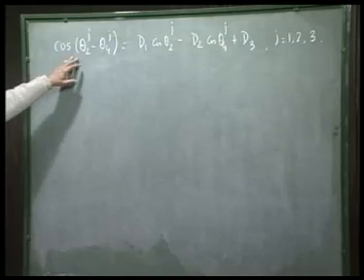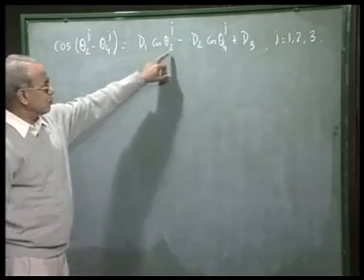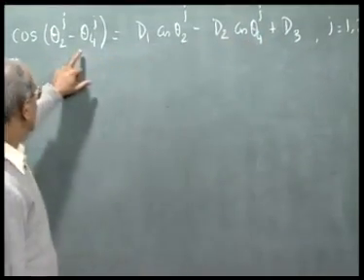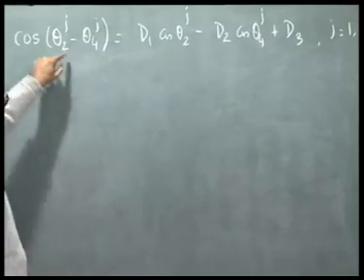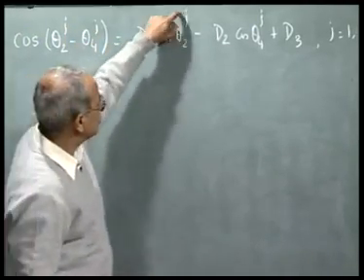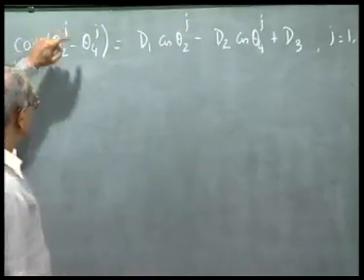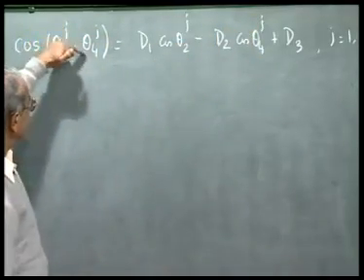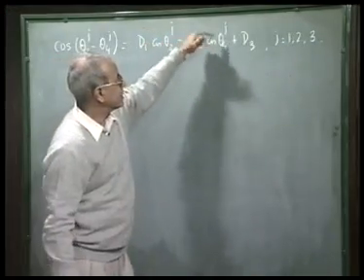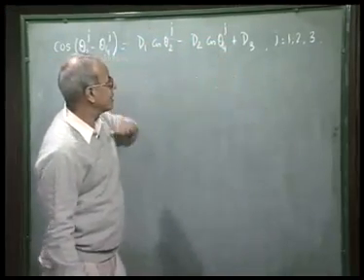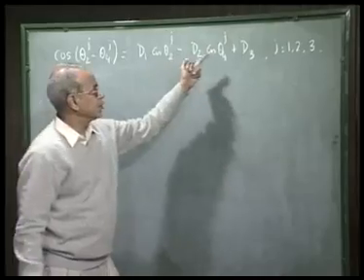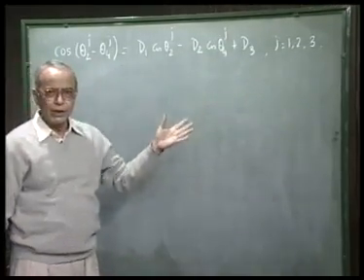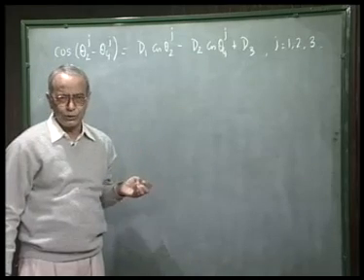Cos of theta 2 minus theta 4 is d1 cos theta 2 minus d2 cos theta 4 plus d3, and theta 2 and theta 4 take 3 pairs of coordinated values, namely theta 2 1, theta 4 1; theta 2 2, theta 4 2; and theta 2 3, theta 4 3. That gives me 3 linear equations in d1, d2, and d3 to solve for. And once we solve for d1, d2, d3, we can get the 3 link length ratios.